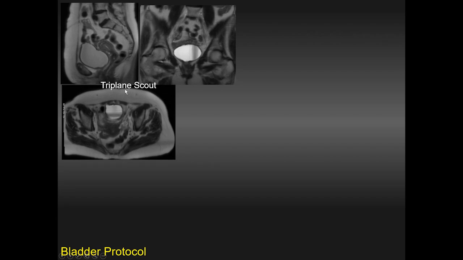You start with a triplane localizer, which essentially is a very fast gradient echo sequence, and this allows the technologist to assess the extent of the bladder. Typically, you want to be scanning from the level of the pelvic inlet, which is about 1.5 centimeters below the inferior margin of the pubic symphysis, up to the level of the aortic bifurcation.